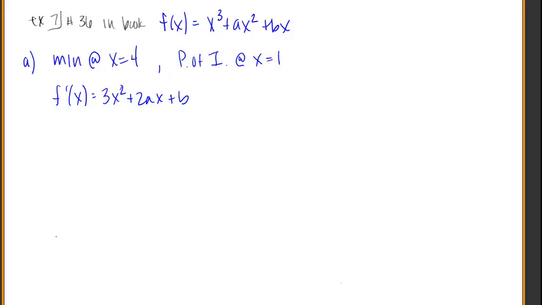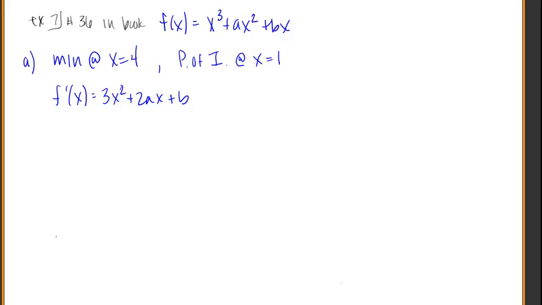Well, part B asks us to do the exact same thing. We want to figure out what a and b have to be, though we have different conditions this time. The first condition they give us is that the minimum value has to happen at x equals 4, and then the second part tells us that the point of inflection is going to be at x equals 1.